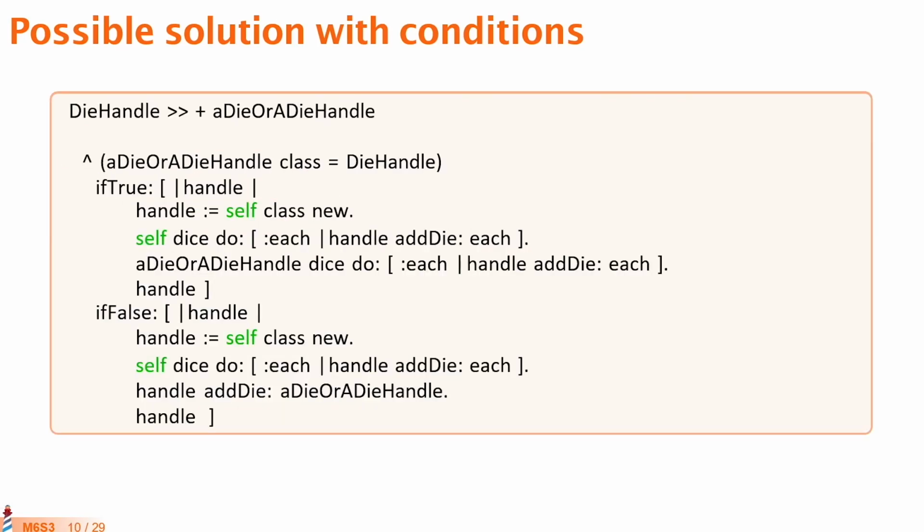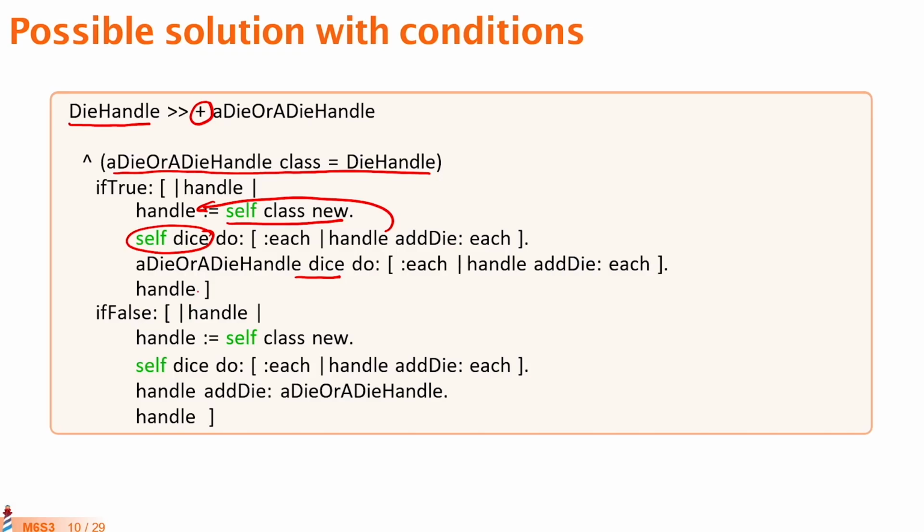So what I have to do, in fact, here, I wrote it the traditional way. You know, I said, aha, okay. So on DieHandle, when I have a plus, I will check that my argument is a DieHandle. If this is the case, I create a handle. I go over all the die. I add them to this new handle. And then now I know that my argument is a DieHandle, so I can get its dies and then add them to the handle. And I do the same in the other branch.